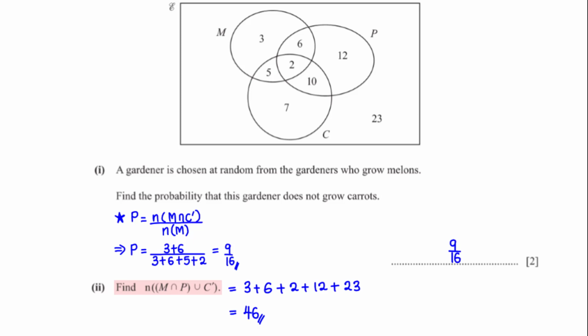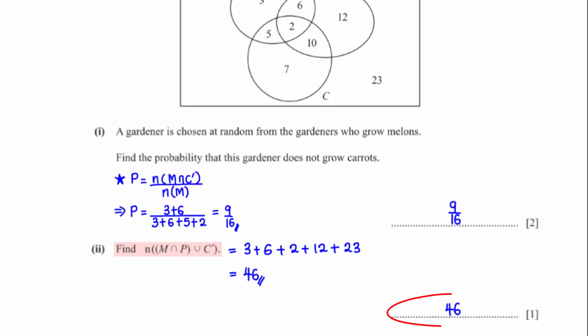Find n of m intersection p union c complement. In other words, we are finding the number of gardeners who grow melons and potatoes in addition to the number of gardeners who do not grow carrots. When we sum all the numbers in this region, we get 46.